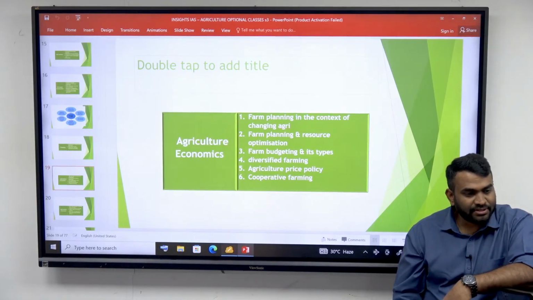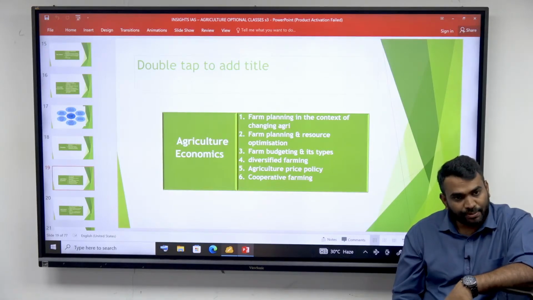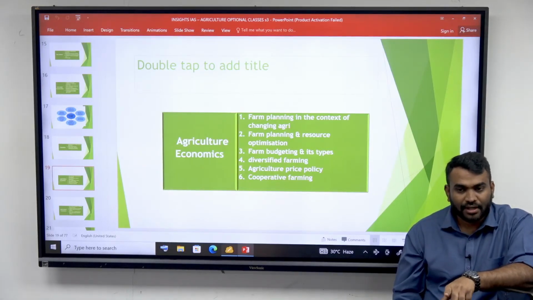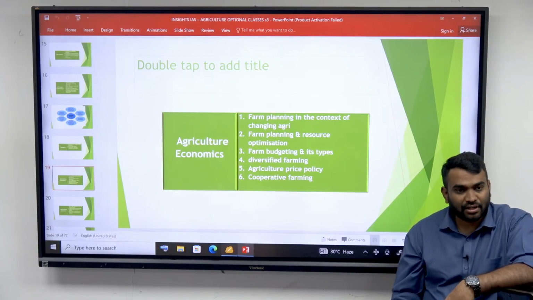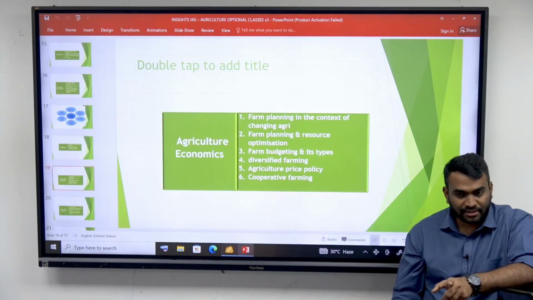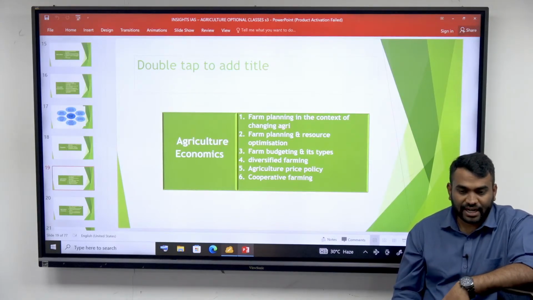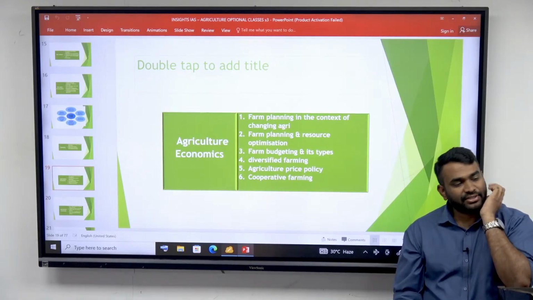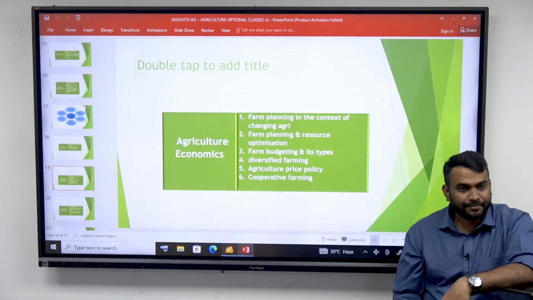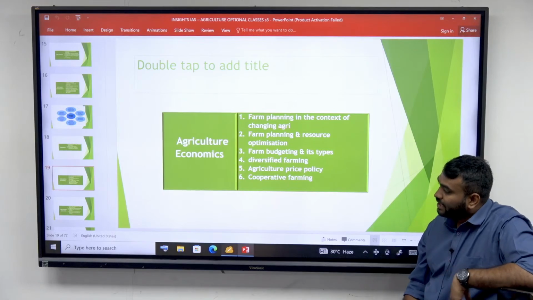Next one is cooperative farming. Under these types of farming systems, we have contract farming, cooperative farming, self-help groups, NGOs, SHGs, and FPOs, that is farmer producer organizations. So these are the important topics under those headings. Here I have given contract farming and cooperative farming. Essentially these two would be important for this year, right? So up to here it is clear.